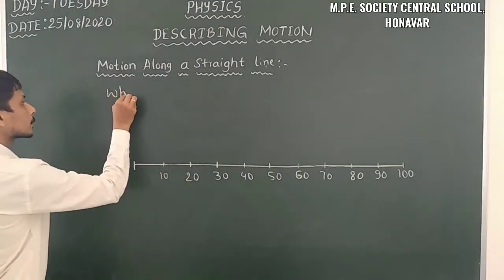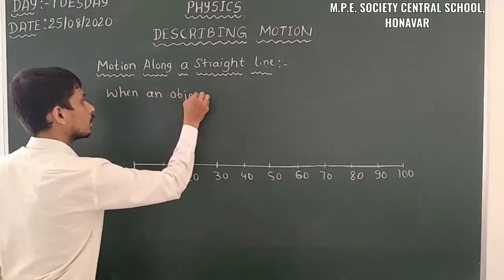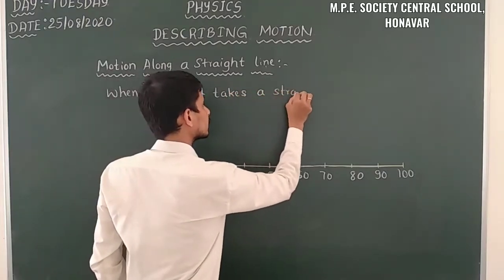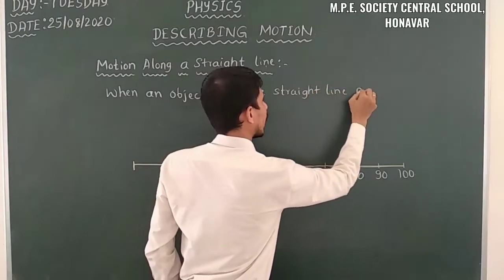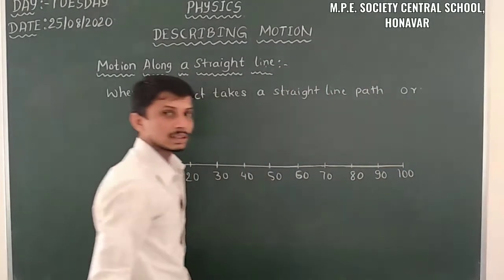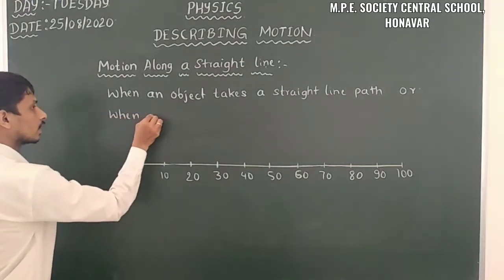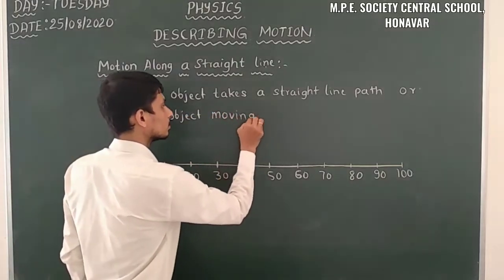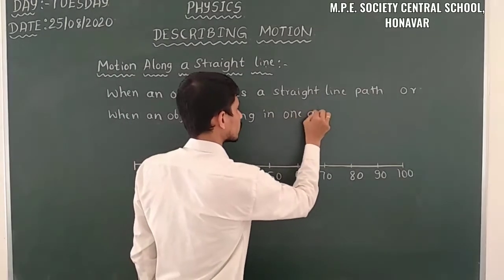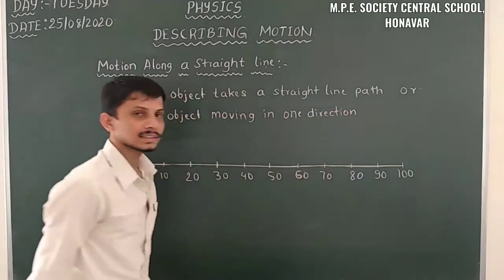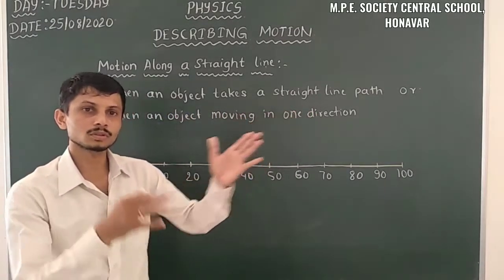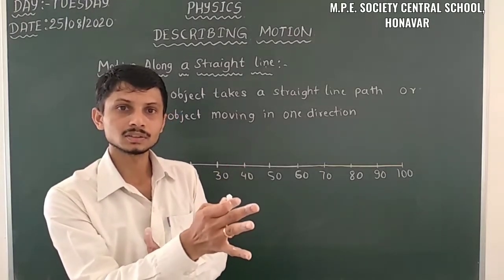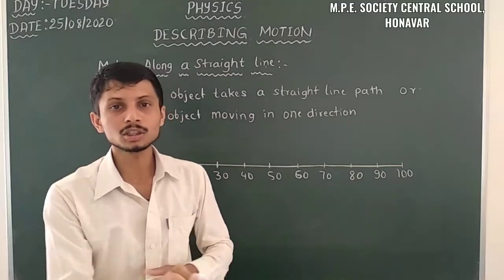It is when an object takes a straight line path, or when the object is moving in the same direction, moving in one direction. In this case we call it the motion along a straight line. That means the object is moving in a straight line, in the same direction, traveling in a unique direction. So that part we call the motion along a straight line here.